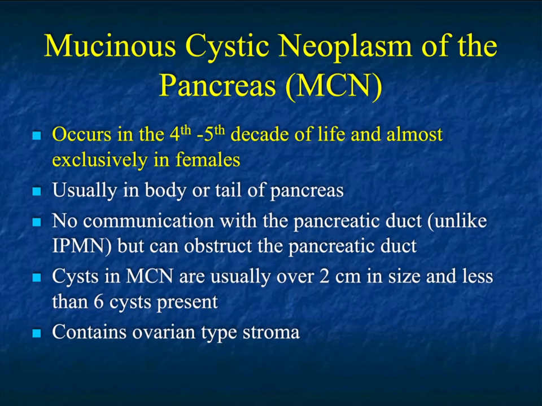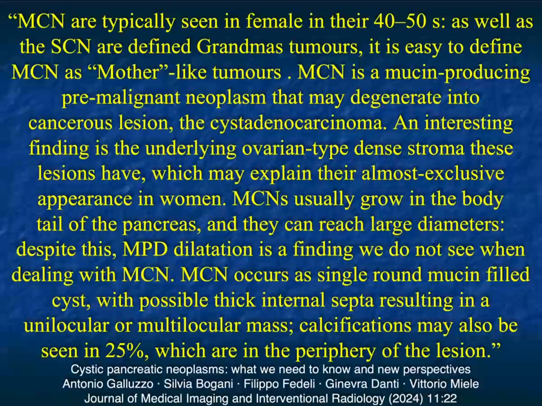They contain ovarian stroma, and an article I read literally yesterday said those with ovarian stroma are probably less likely to be malignant. In this article by Galuza, just published, talking about cystic pancreatic lesions, they talk about the grandmother tumors, which are the serous, the mother tumors being the MCNs. MCNs usually grow in the body or tail of the pancreas, and can reach large sizes. They can cause, but rarely do cause, obstruction of the pancreatic duct.